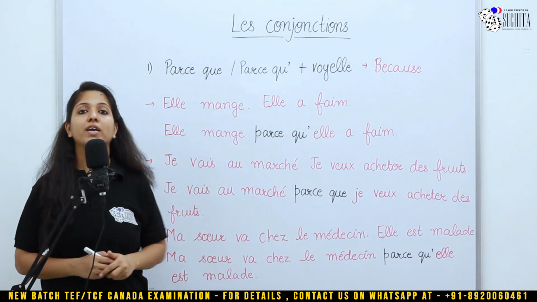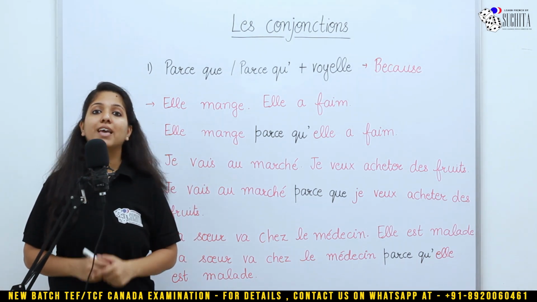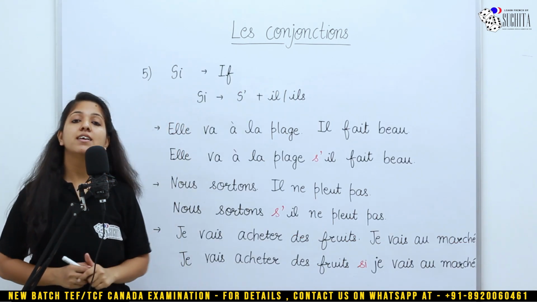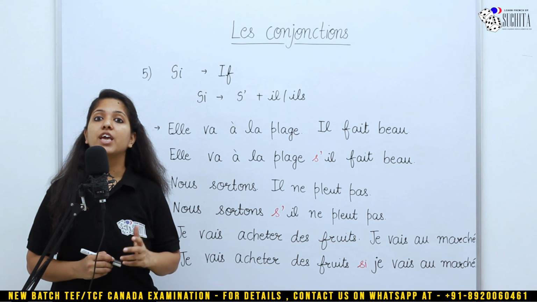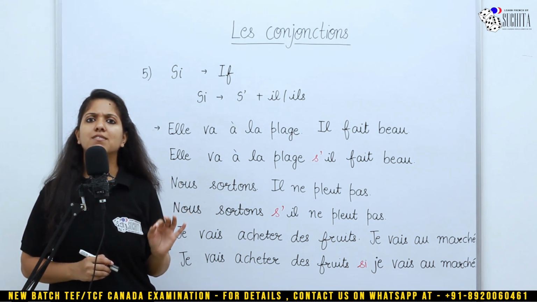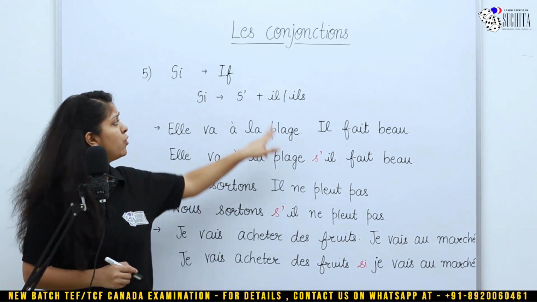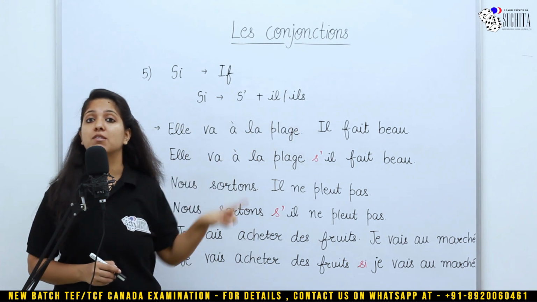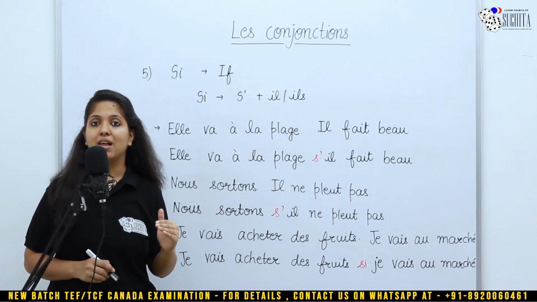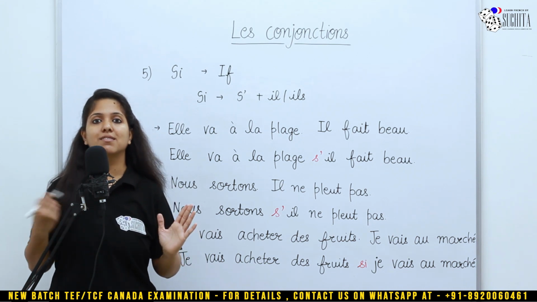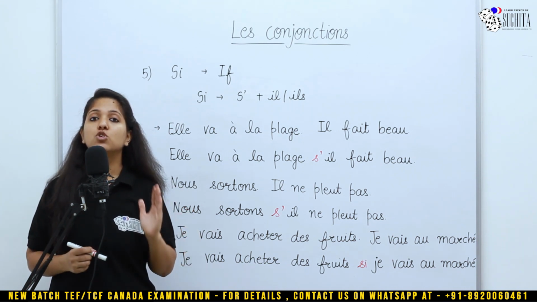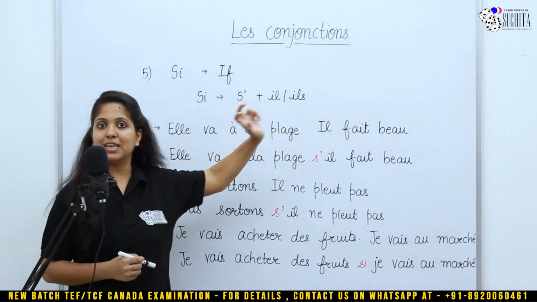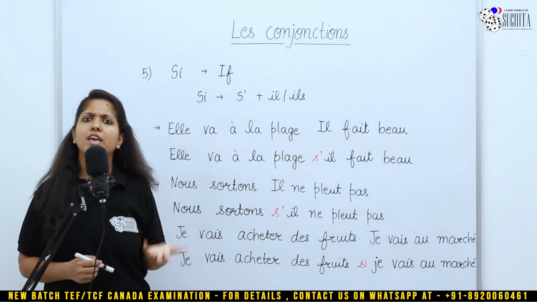And in this video, we are going to study conjunctions in French. The fifth conjunction is si. Si means if. Now si changes into s' if you have il or ils after it. It doesn't change into s' when you have le. In case of le, si remains si, but it changes into s' only in these two cases, il and ils. Now the meaning of si is if.